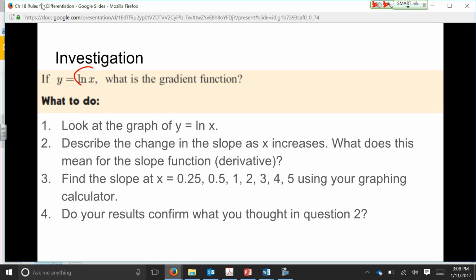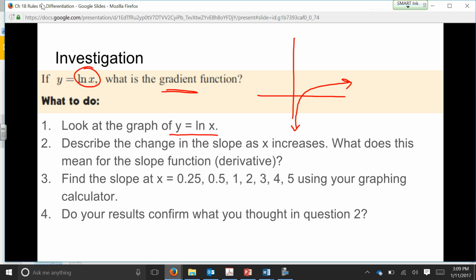And we look at the investigation. We're saying, okay, look at the function y equals the natural log of x. What's its gradient function? Obviously, we know gradient function is just another way of saying what's the derivative function look like. And we're going to start out just by looking at y equals the natural log of x. Go ahead and throw that into your calculator. And when you do, it looks something like that.